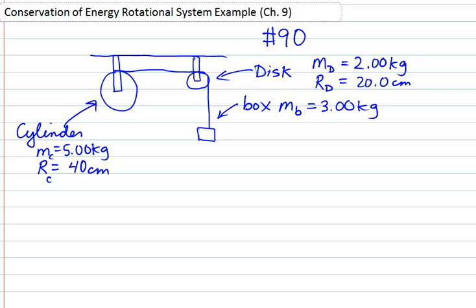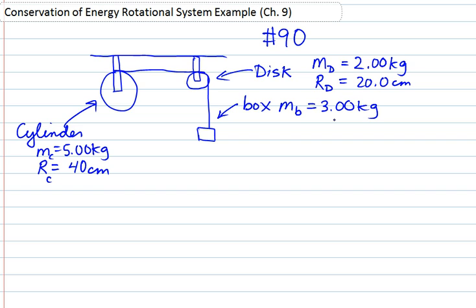Okay, welcome back everyone. In this example, we're going to be looking at using conservation of energy for a system that involves rotation. What we've got basically is a fixed cylinder and a fixed disc attached to a ceiling, and a thread is wrapped around the cylinder, and it goes over the disc or pulley and attaches to a box of mass 3 kilograms.